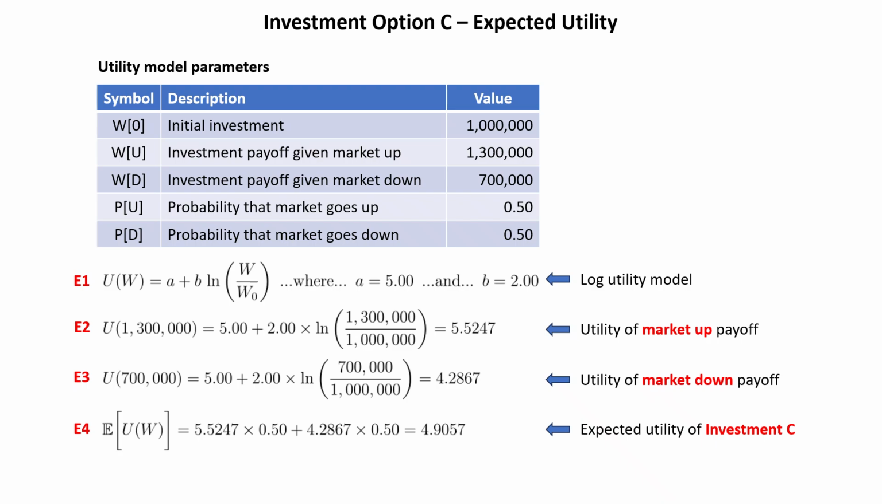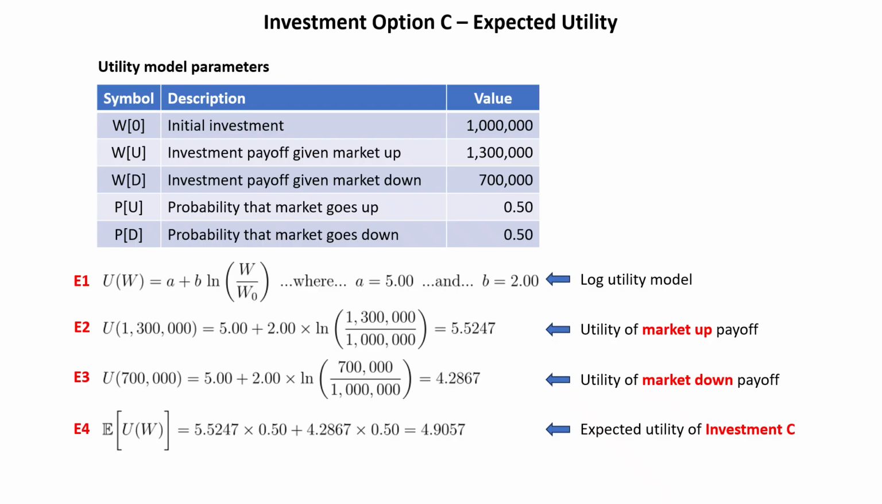Then equation E2 is given that the market goes up. In other words, we want to know what the utility of this windfall is. We started out with $1 million, we invested it, and then we got a payoff of 1.3 million. So what's the utility of that 1.3 million given our utility function in equation E1?